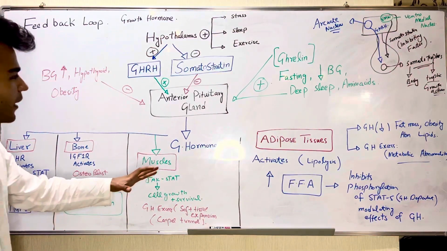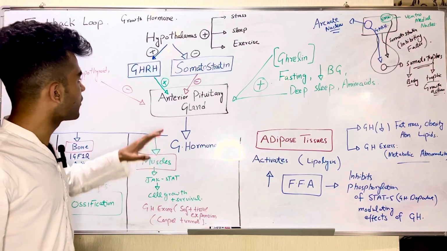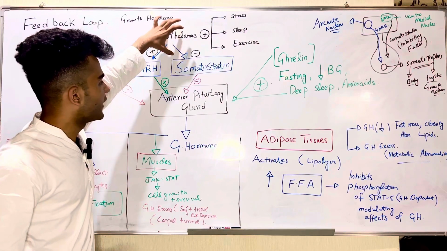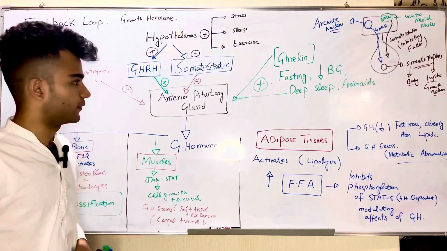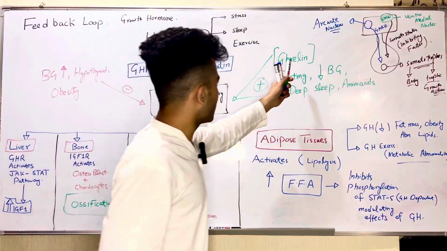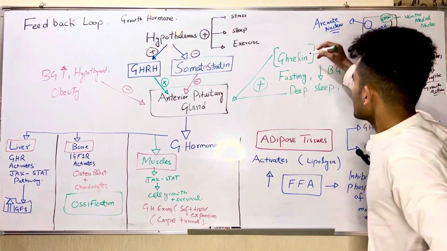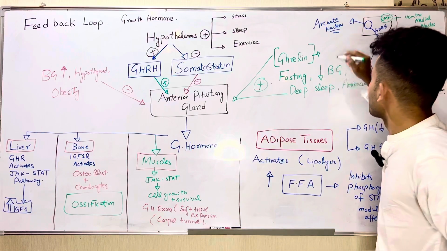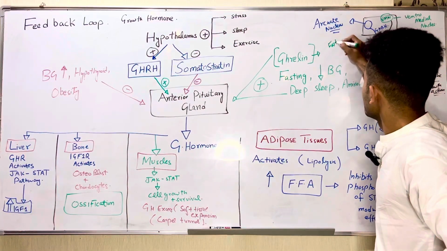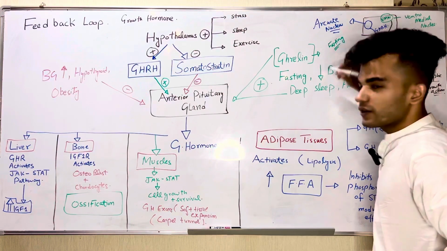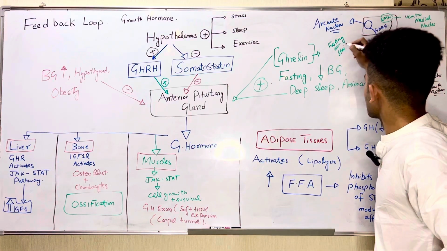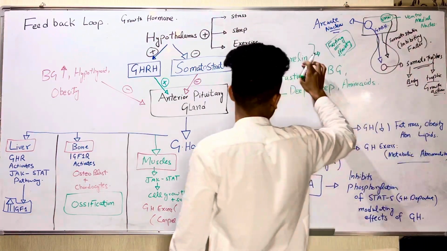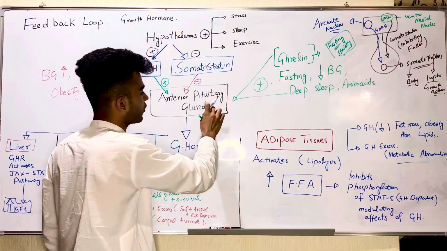Now there are some other factors in our body which are responsible for the release of growth hormone, but they don't act on the hypothalamus, they act on the anterior pituitary gland. What is the first one? It is ghrelin. Ghrelin is a hormone which is released when the person is either fasting or very hungry. So this ghrelin will be released, and it will have a positive action on the anterior pituitary gland.